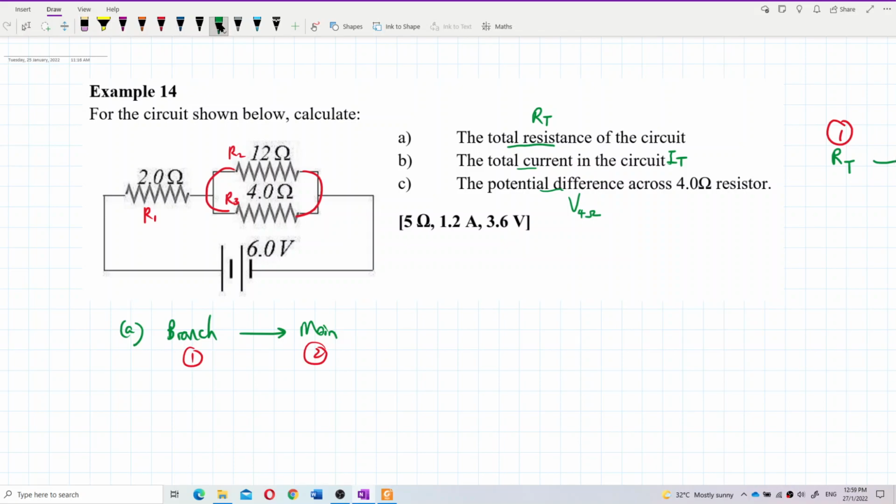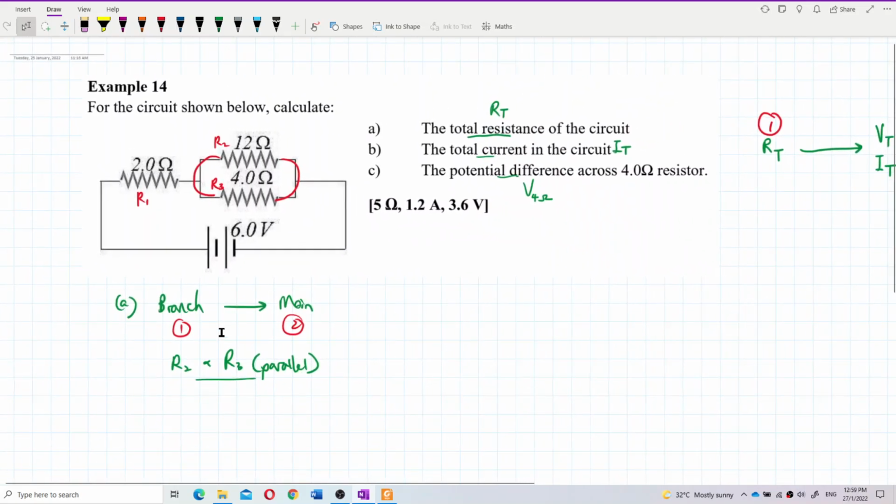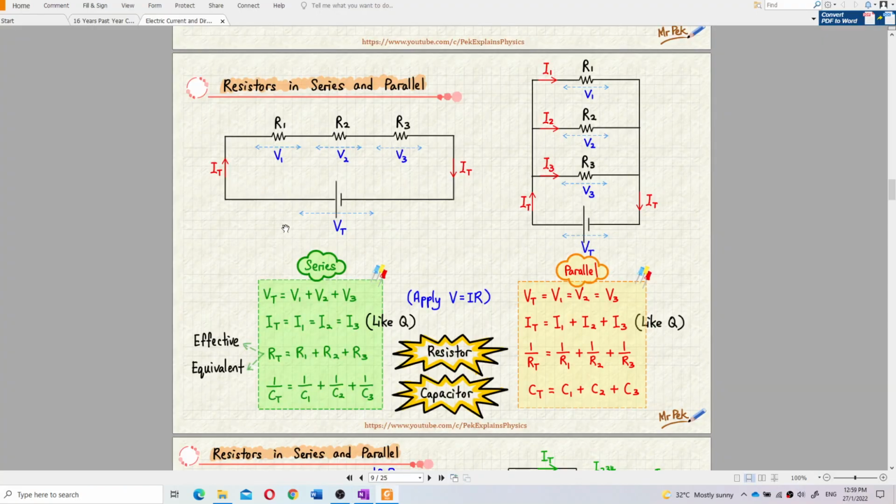Okay, so R2 and R3 first, they are parallel. So how to add up parallel resistors? How to total up parallel resistors? You have learned about series and parallel resistors. Actually, resistor and capacitor, their formulas are opposite. As I told you before, capacitors in parallel become a stronger capacitor, plus plus plus. Capacitors in parallel become a stronger capacitor, the plus plus plus.